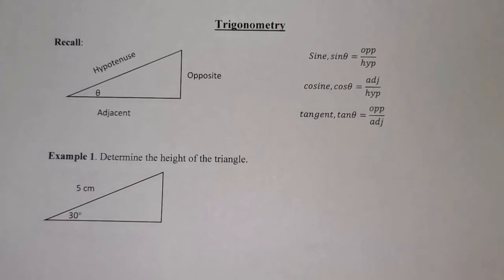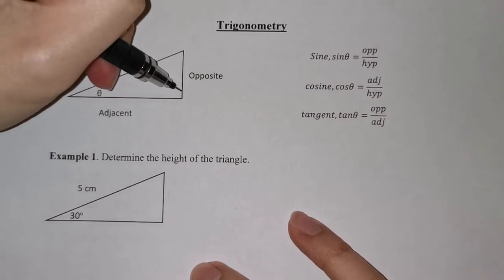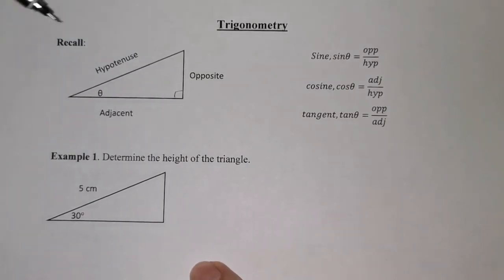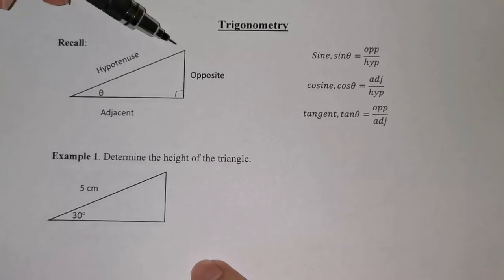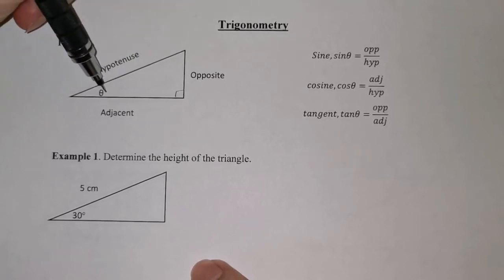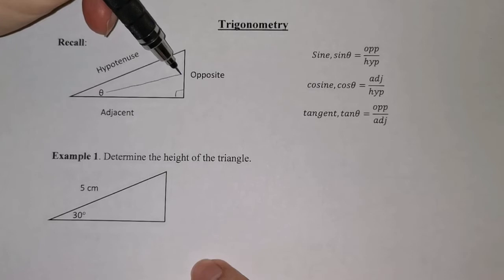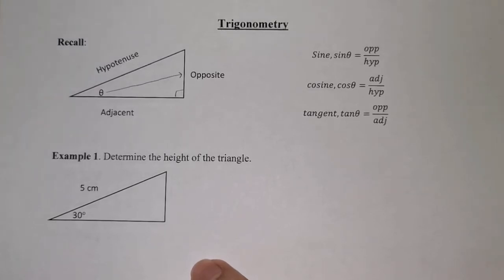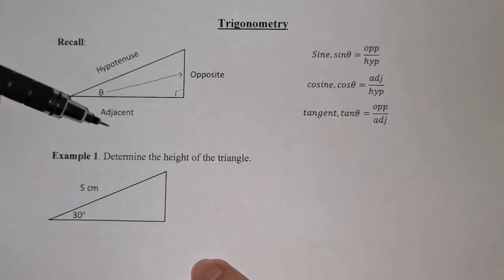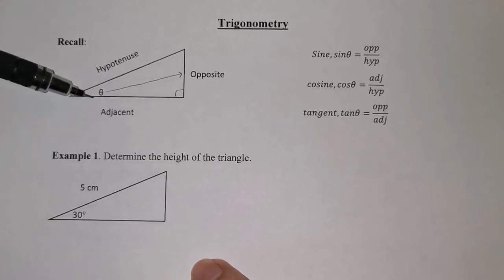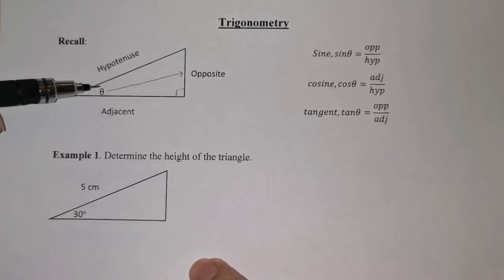Before we start today's lesson, I just want to review some of the key terms for trigonometry. So here we have a right angle triangle. This side is our hypotenuse, and the side that is opposite of the angle. And then we have this side that is beside the angle, adjacent. And this angle could be any angle, so that's why we just call it angle theta.